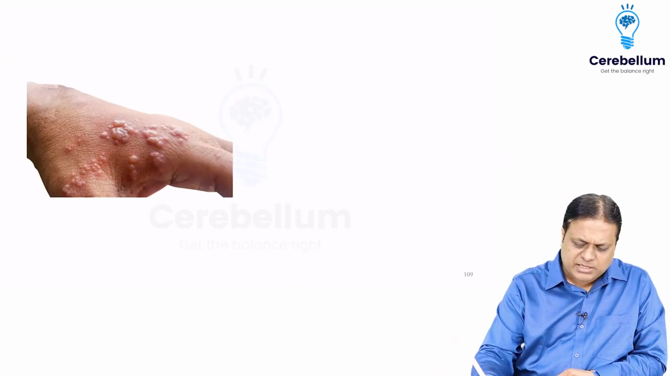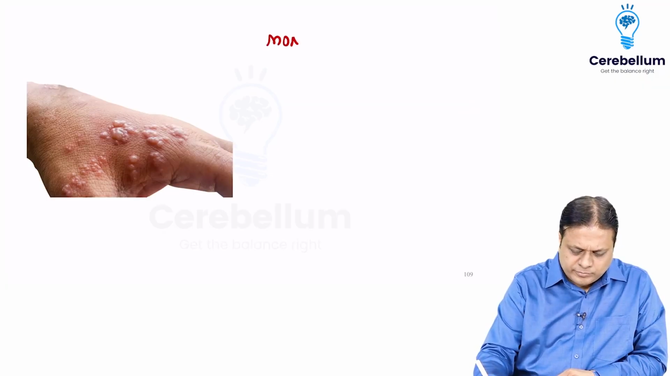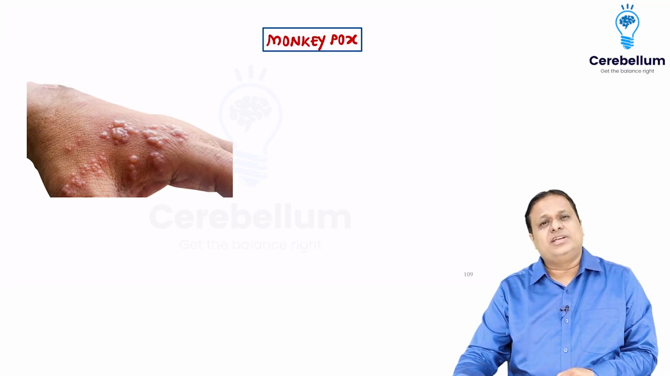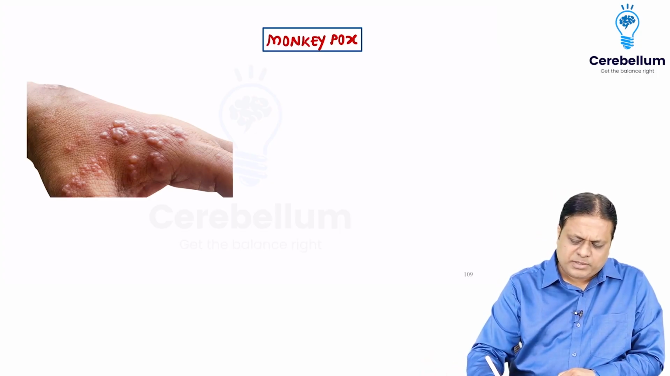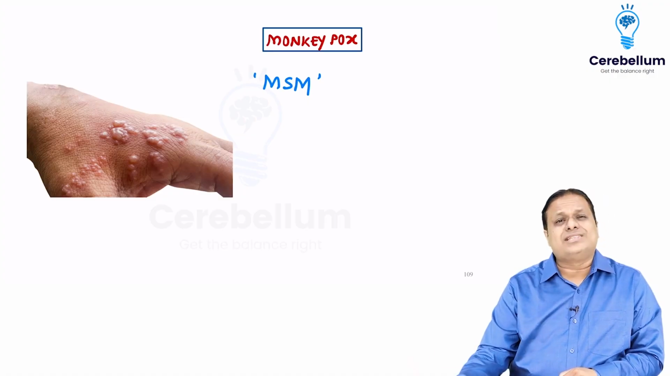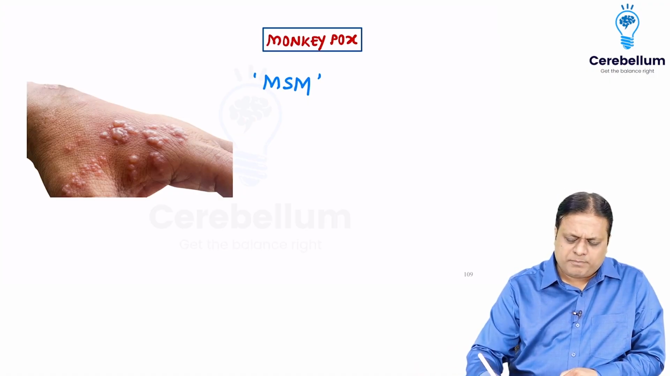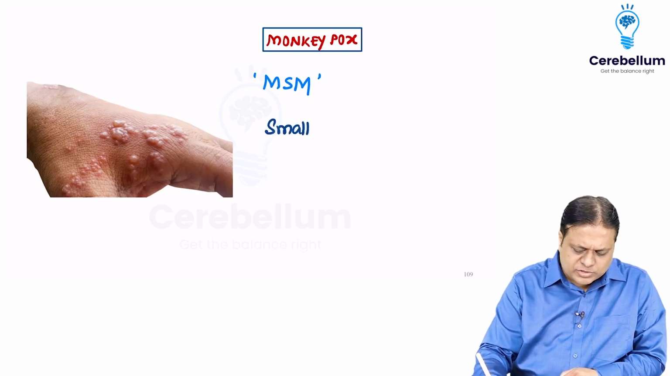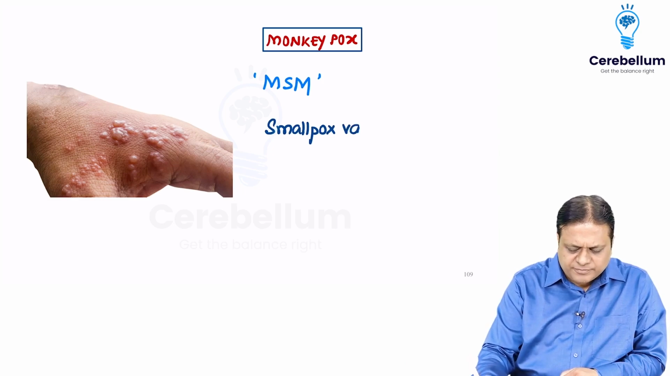This is monkeypox, a disease which started spreading globally recently, reached South Asia, reached India, mainly found epidemiologically in the group of men having sex with men. Prevention is possible through usage of smallpox vaccine.